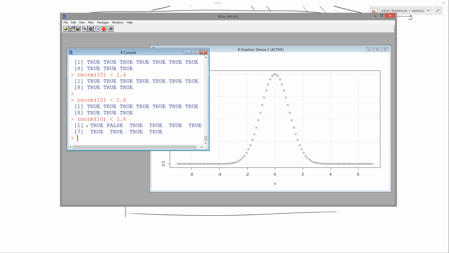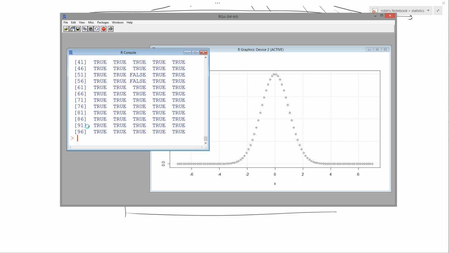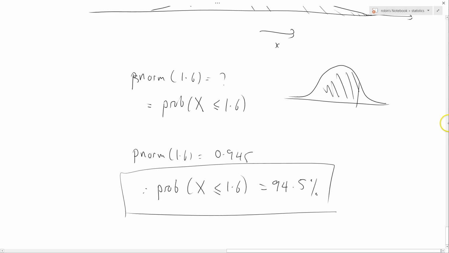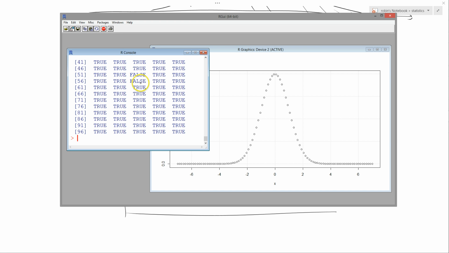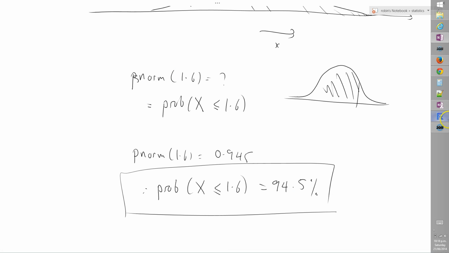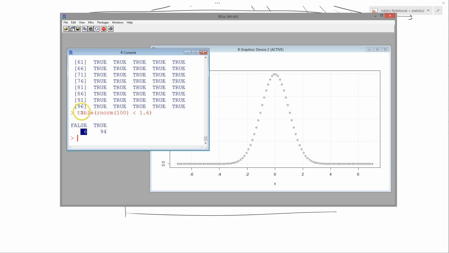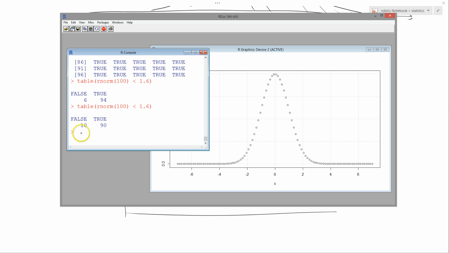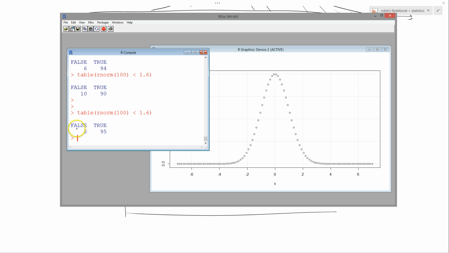So instead of counting them all up, I might do 100 here, and some will be false, there's a few falses here and there. Instead of counting them, I'm just going to make a table of these. There we go. This one says that 6 out of 100 are false, that they're less than 1.6, so 94 are less than 1.6 and only 6 are greater. If I do it again, I get a slightly different answer, 10 and so forth. You see, I'm getting random variability there.